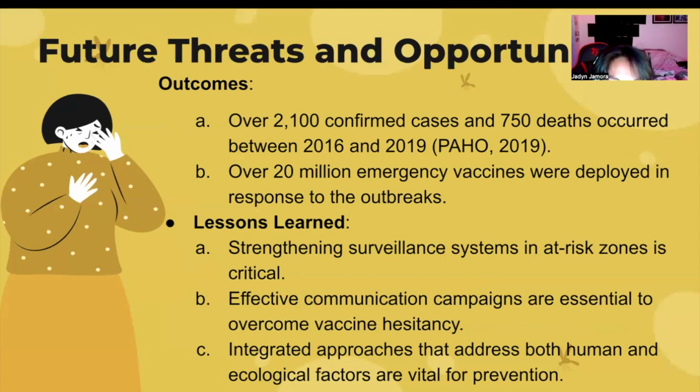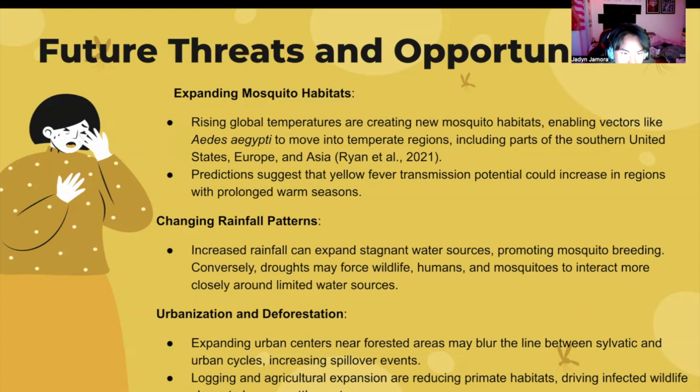Over 2,100 confirmed cases and 750 deaths occurred between 2016 and 2019. And over 20 million emergency vaccines were deployed in response to this outbreak. But the lessons we learned were that strengthening surveillance systems in at-risk zones is critical. Effective communication campaigns are essential to overcome vaccine hesitancy, and integrated approaches that address both human and ecological factors are vital for prevention. First, we have expanding mosquito habitats.